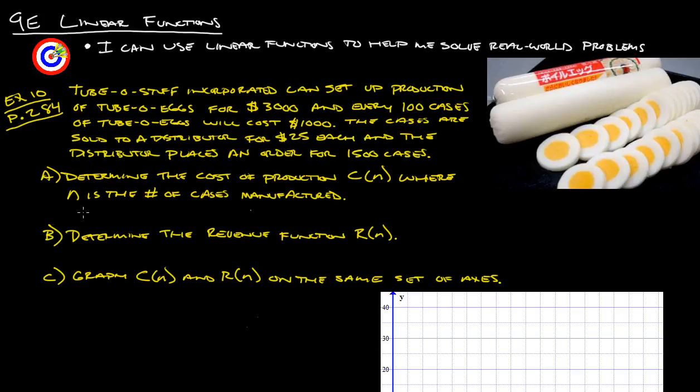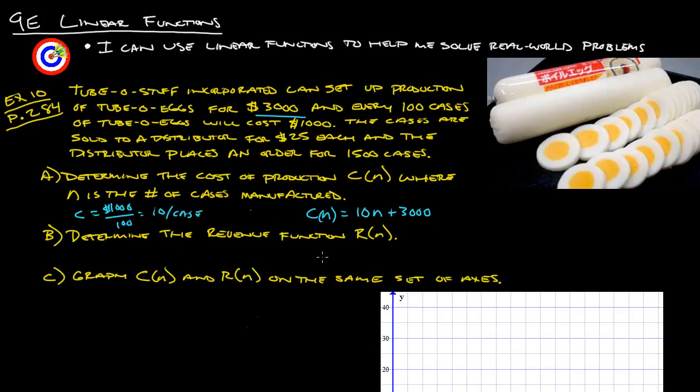So we know that every 100 cases cost $1,000. So our cost to make them is $1,000 divided by 100 cases, which gives us $10 per case, right? And then the startup production is an extra $3,000. So our C of N is going to equal the $10 times the number of cases, so that would be N, plus the $3,000 startup. So that's our cost to manufacture.